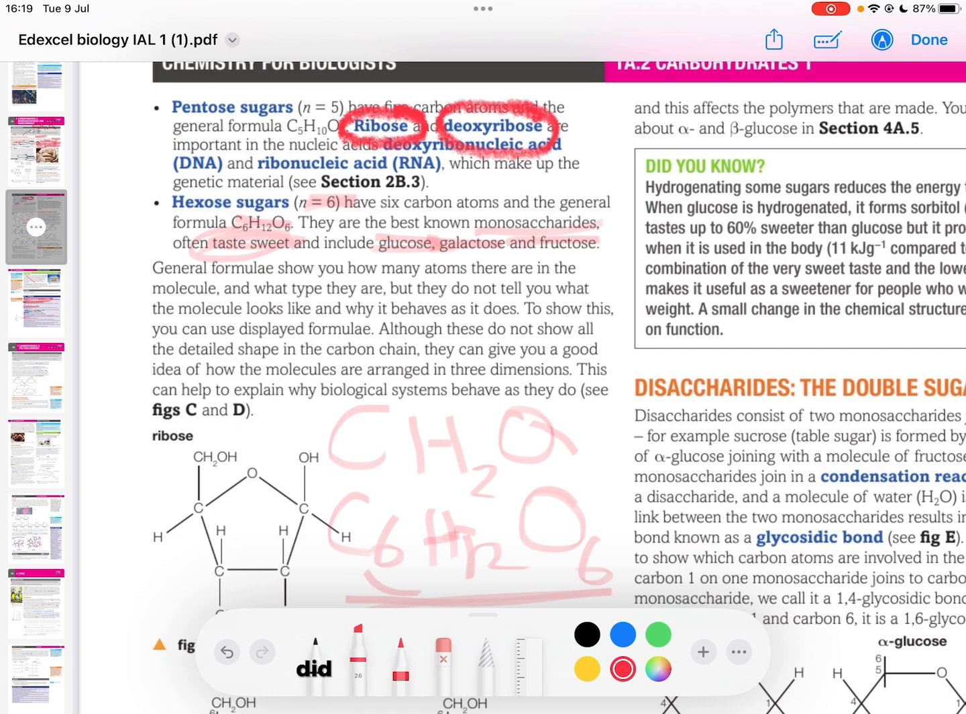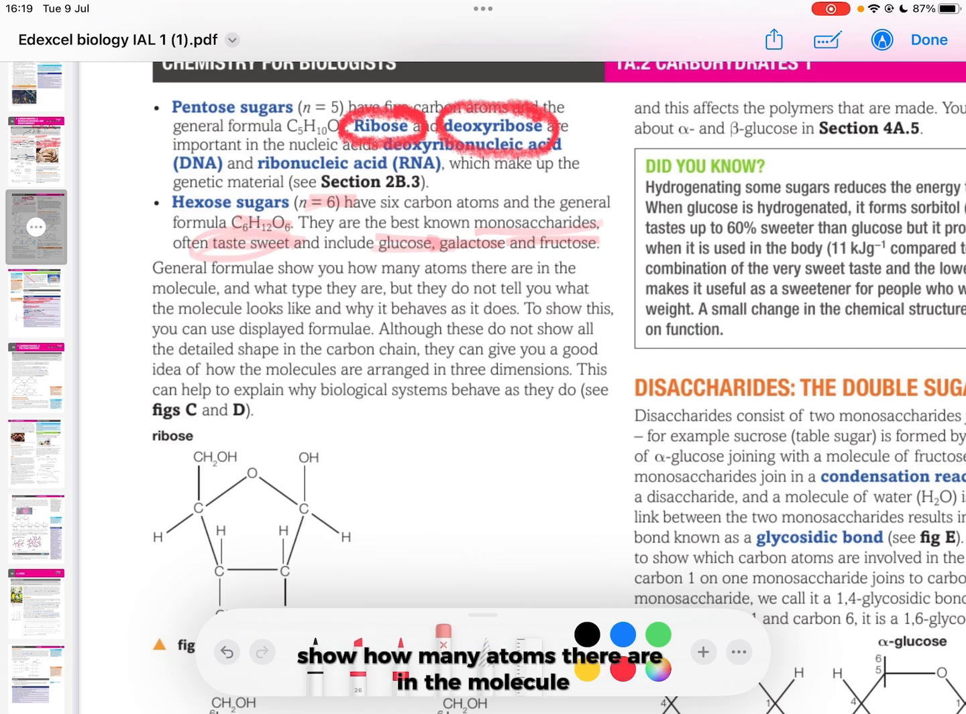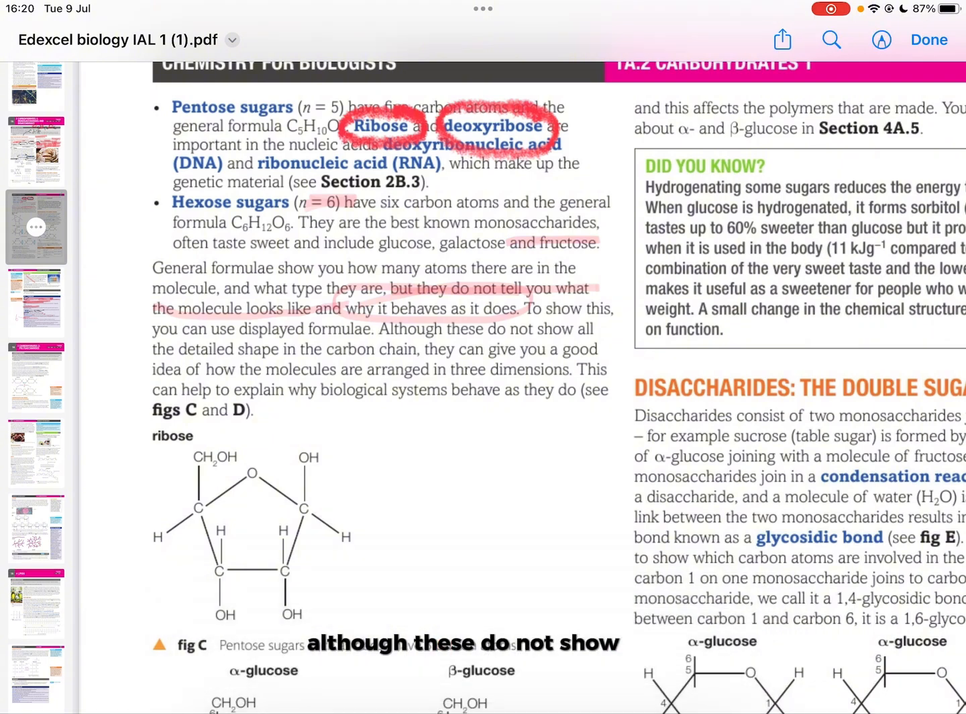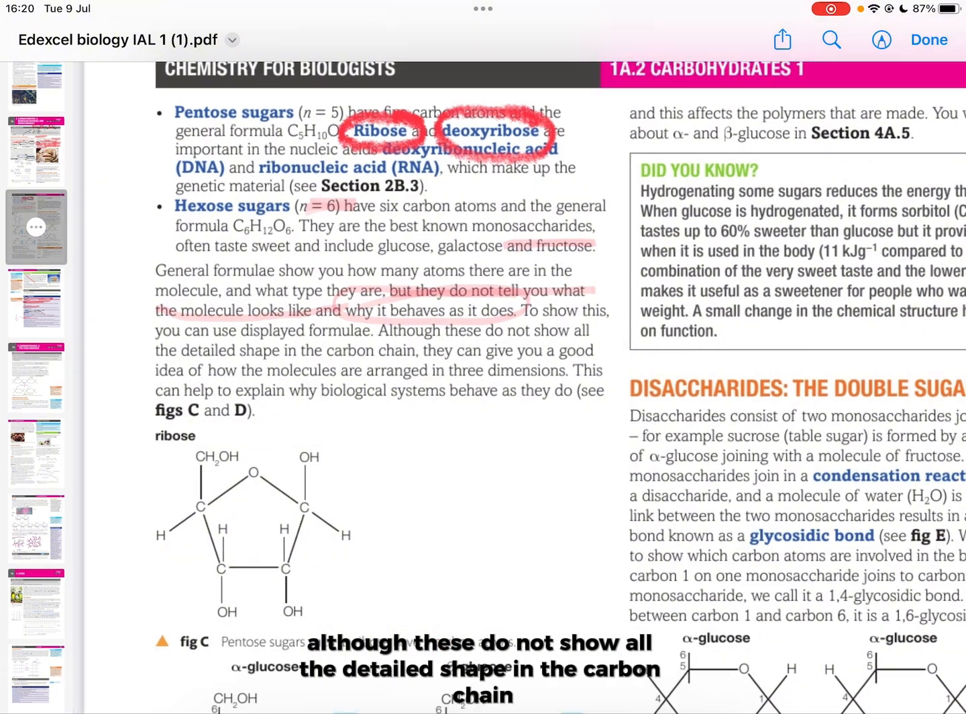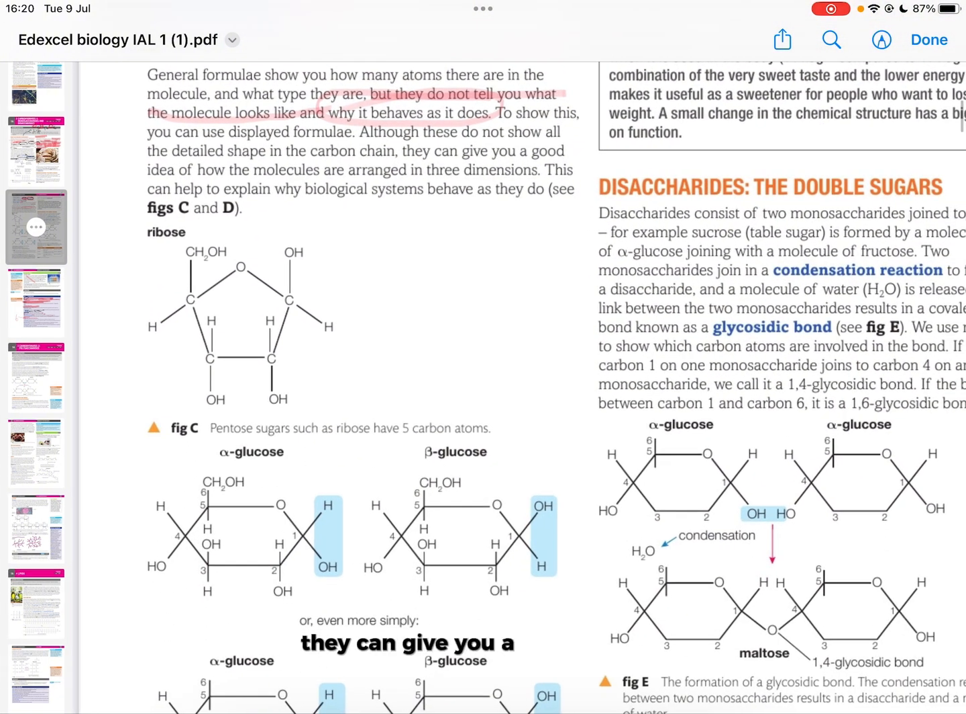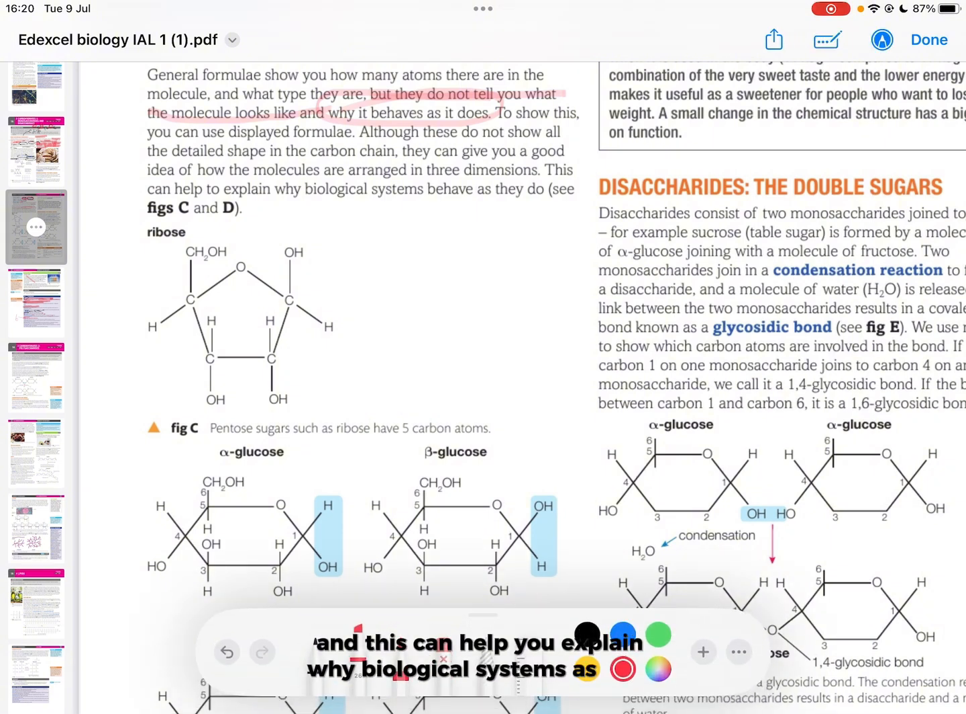Okay? So the general formulae over here show how many atoms there are in the molecule and what type they are, but they do not tell you what the molecule looks like and why it behaves as it does. To show this, you can use the displayed formulae. Although these do not show all the detailed shape in the carbon chain, they can give you a good idea of how the molecules are arranged in 3 dimensions, which is 3D, and this can help you explain why biological systems behave as they do.